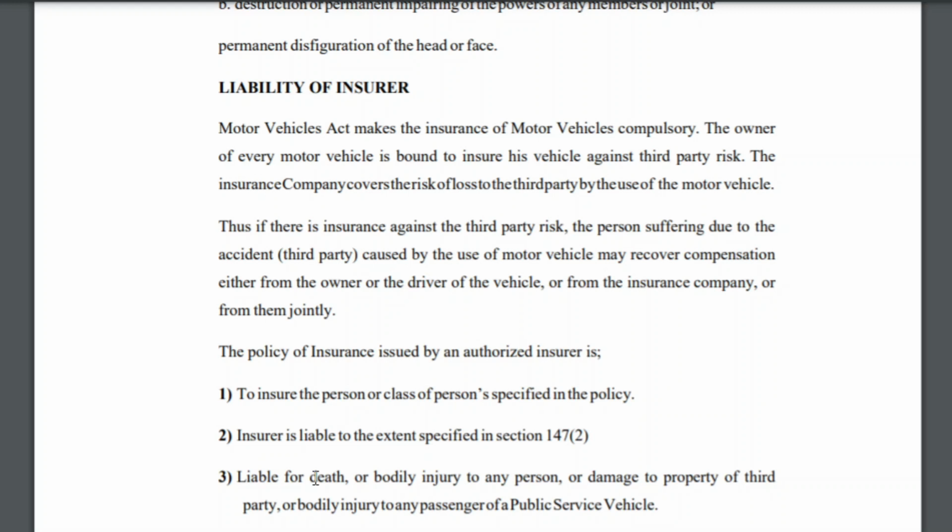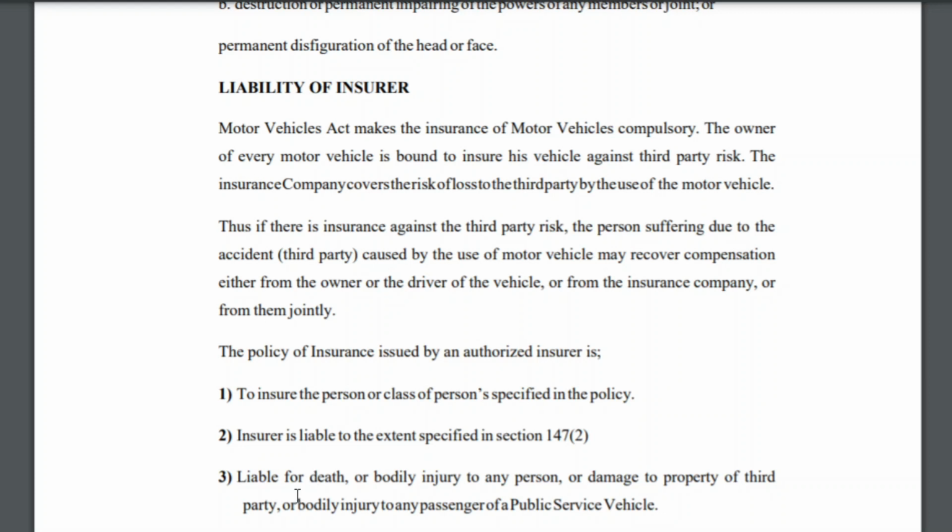Here there are two aspects we have to see. First is the duty of the insurer. Next is the right of the insurer to recover the amount which is paid to the victim.